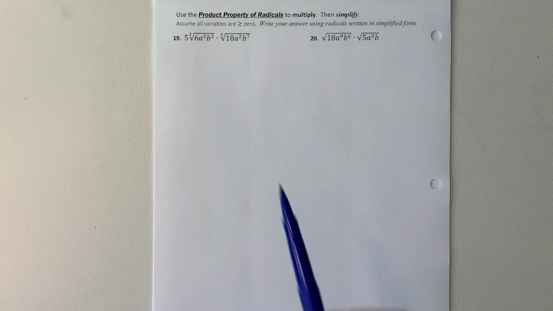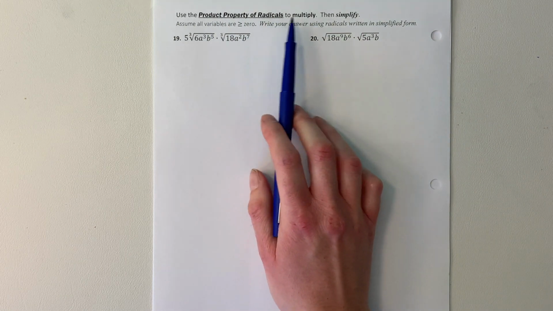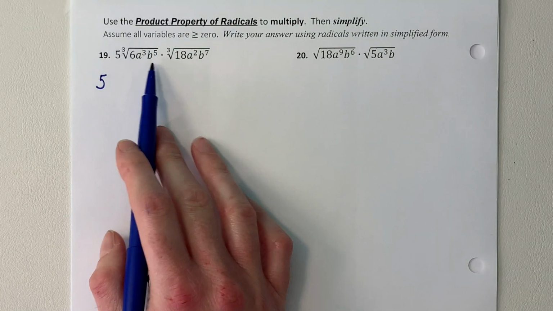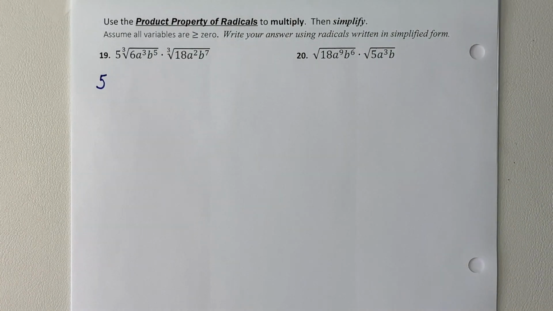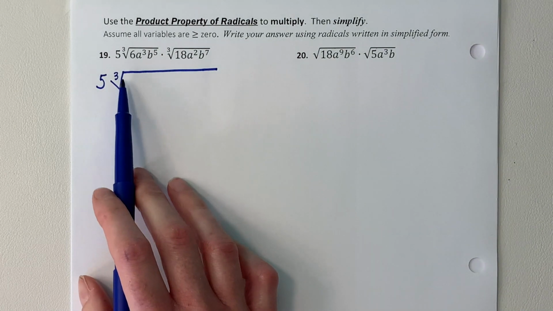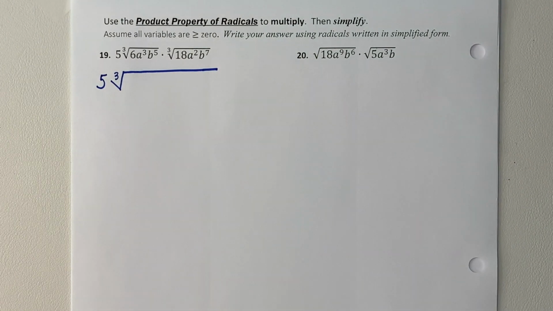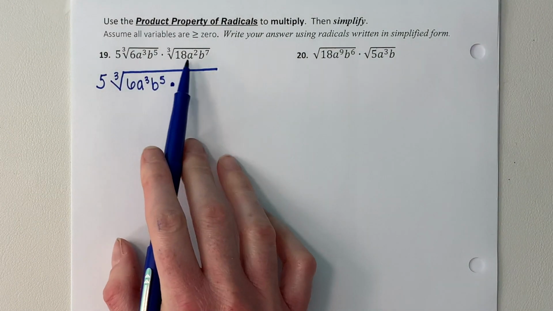Now the instructions say to use the product property of radicals to multiply and then to simplify. Since we're multiplying two cube roots, the product property of radicals says that we can combine that multiplication underneath one cube root symbol. So we're going to take 6a cubed b to the 5th and multiply by 18a squared b to the 7th.